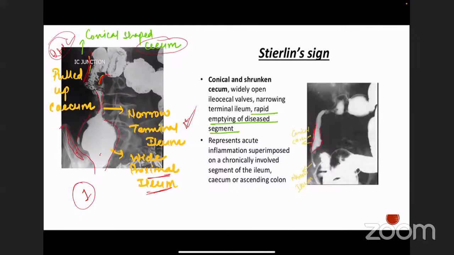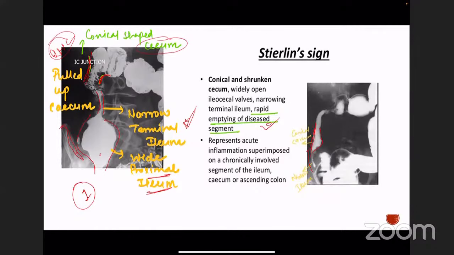Ileocecal valve will get opened up. So because of that, this ileum will get emptied fast. So rapid emptying of the diseased segment will occur. Simply, rapid emptying of the diseased segment is known as Sterling's sign.